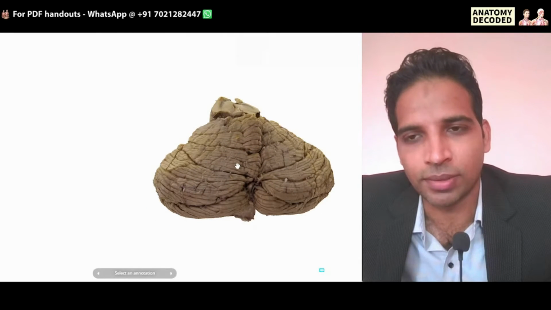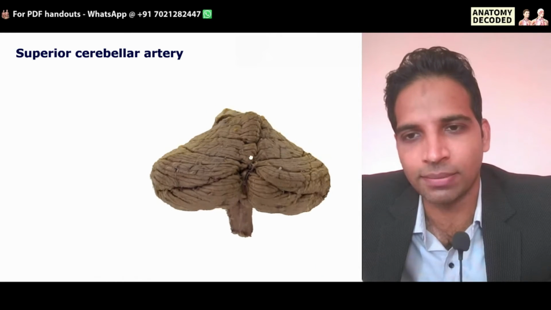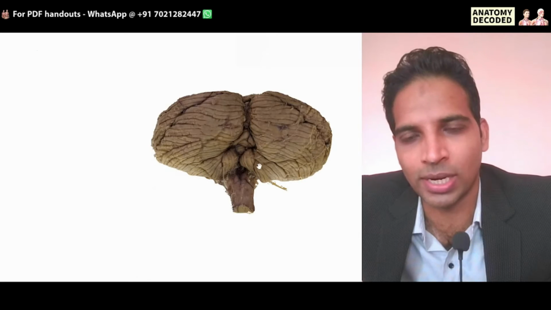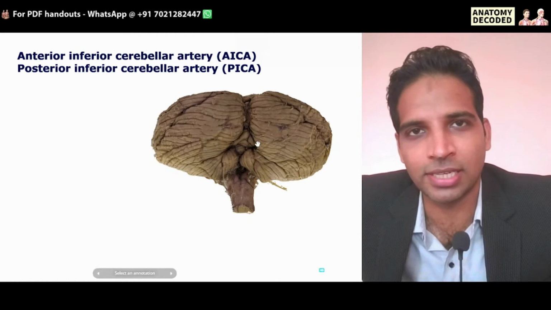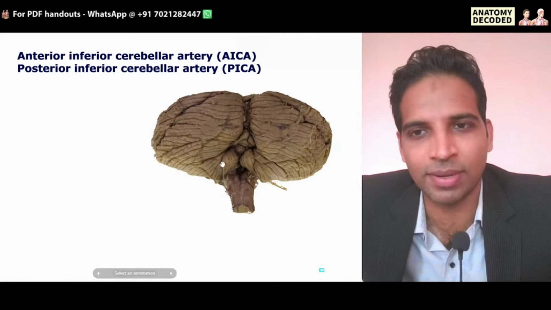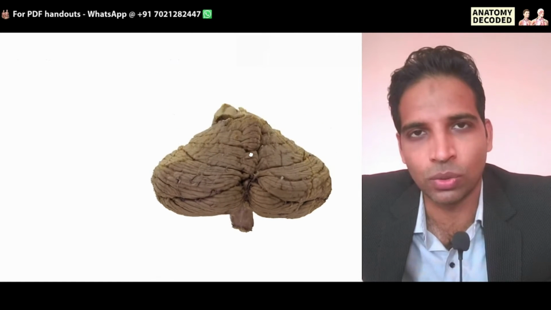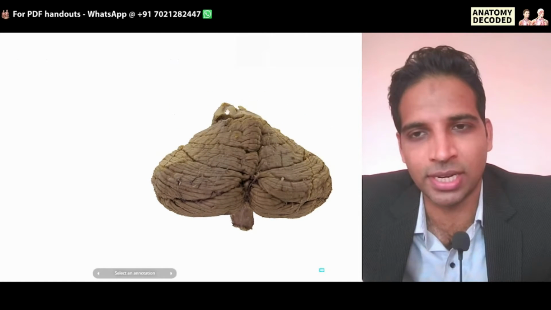About the arterial supply of the cerebellum: for the superior surface there is an artery called the superior cerebellar artery, and on the inferior surface there are two arteries. One artery is in the front and one is behind. The one in the front is referred to as the anterior inferior cerebellar artery, and the one behind is the posterior inferior cerebellar artery. We should know that these arteries are branches from which artery?